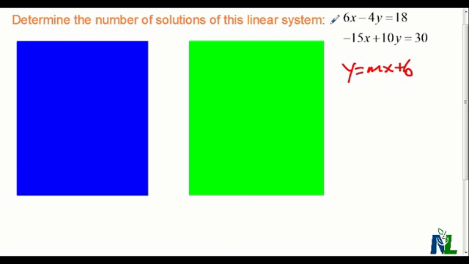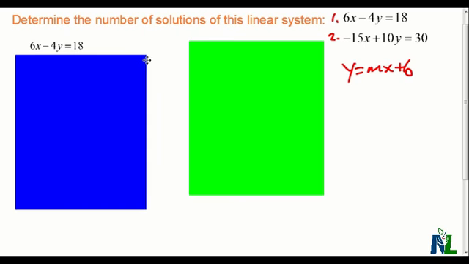6x minus 4y equals 18. I'll call that equation 1. Negative 15x plus 10y equals 30. I'll call that equation 2. Let's consider equation 1: 6x minus 4y equals 18. I want to get y by itself on the left-hand side.